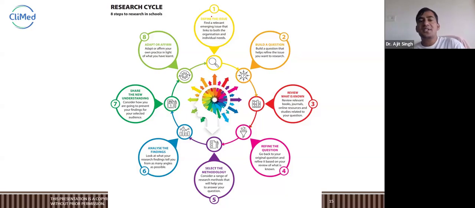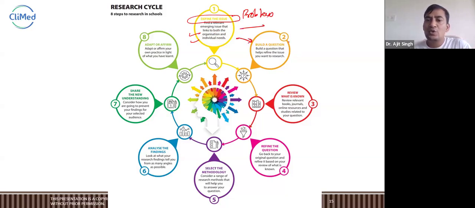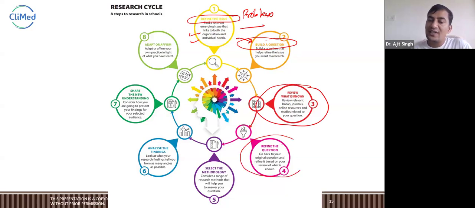First, find a relevant emerging issue that links to both the organization and individual needs. So first of all, define the problem. Then it goes to building a question. After the problem, you build a question, and based on the question you do a literature review. After the literature review, you refine that question into the aim and objectives.